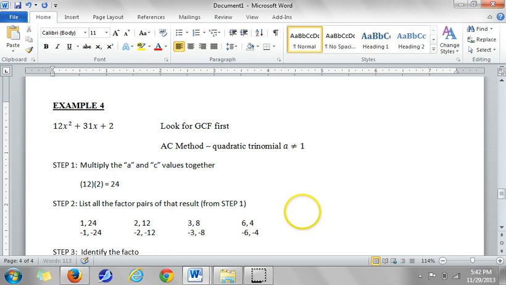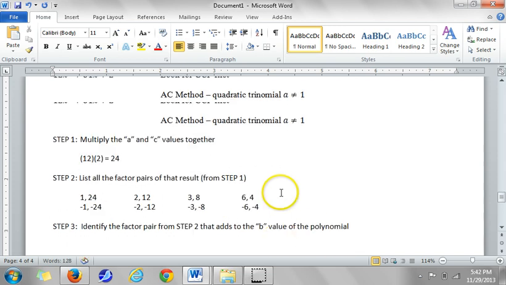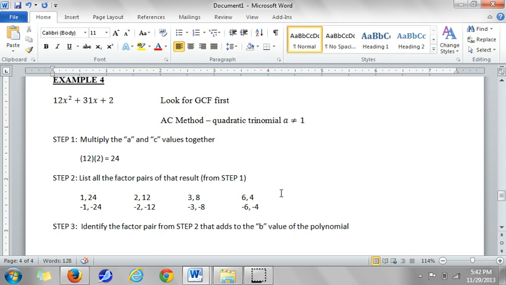Identify a factor pair from step 2 that adds to the b value of the polynomial. In this case, our b value is 31, and it looks like none of these combinations of numbers are going to add to that value. So I don't know that this one can be factored.